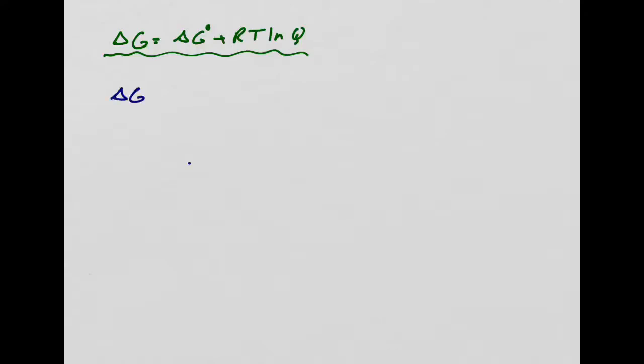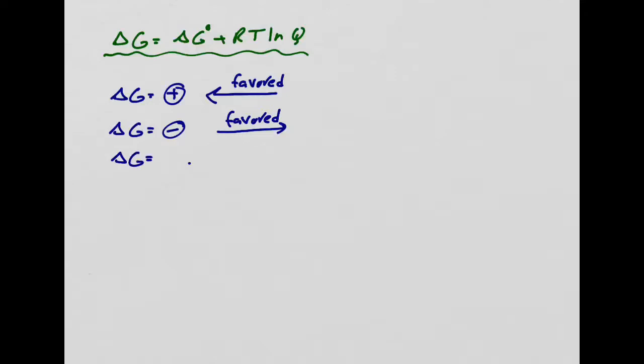So remember, if delta G is positive, the reaction is not favored spontaneously. So what is favored? It shifts to the reactant. The forward reaction is not favored, the backward reaction is favored. Now, if delta G is negative, that means what? The reaction is favored towards the product. Okay. Now, what happens if delta G is 0? The system has reached equilibrium.